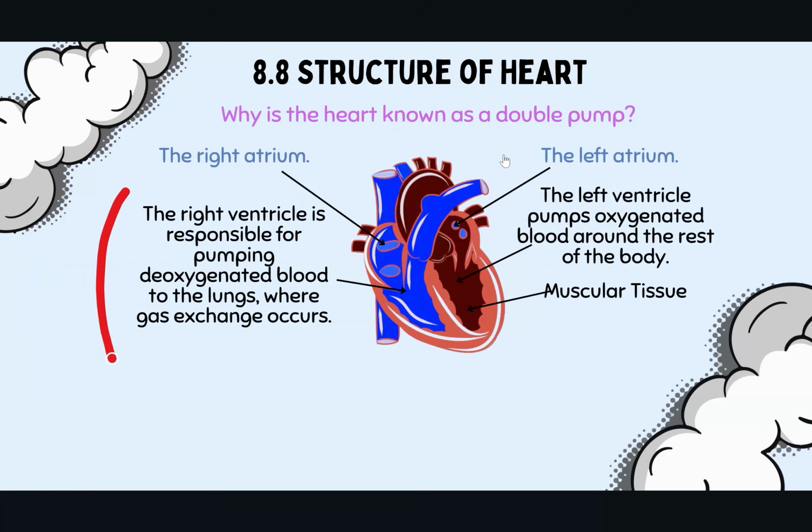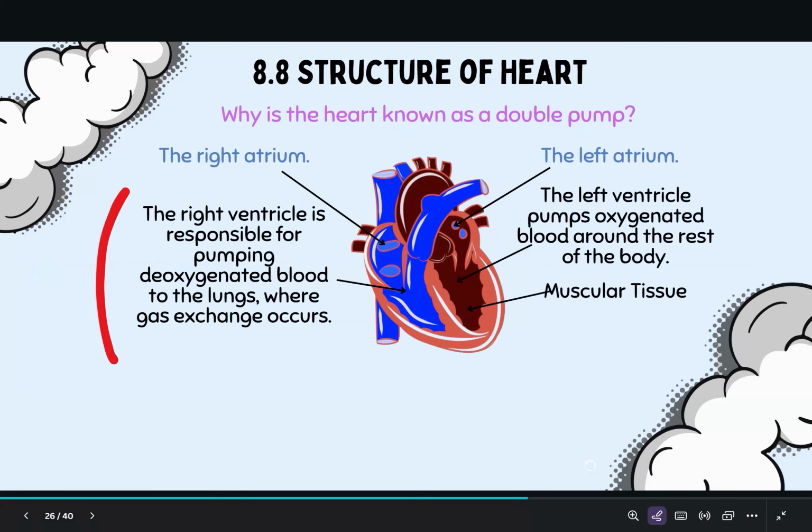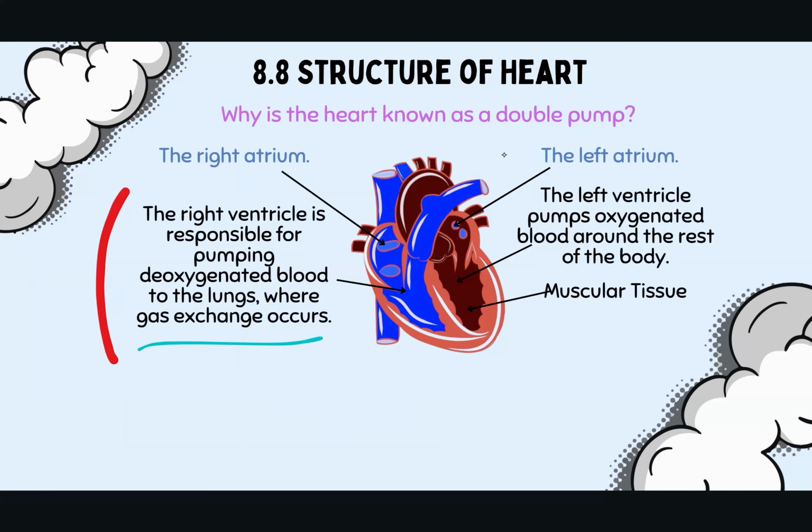So the right ventricle is responsible for pumping deoxygenated blood to the lungs, and that's where gas exchange occurs. So it gets filled with oxygen. That's the left atrium at the top there. This bit here is the left ventricle. It pumps oxygenated blood around the rest of the body. So you have more muscular tissue with the left ventricle because it's pumping oxygenated blood.